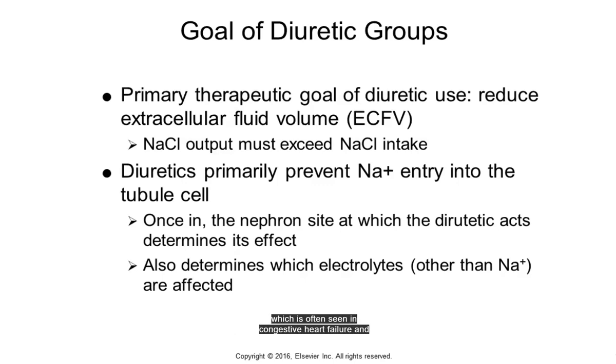The primary goal of all diuretics is to reduce extracellular fluid volume, ECFV, which is often seen in congestive heart failure, and by reducing this volume of fluid, blood pressure may also be reduced. This is achieved by preventing sodium entry into the tubule. Keep in mind that for diuretics to work, sodium chloride output must exceed sodium chloride intake. We will now discuss the groups of diuretics and where their area of action occurs.